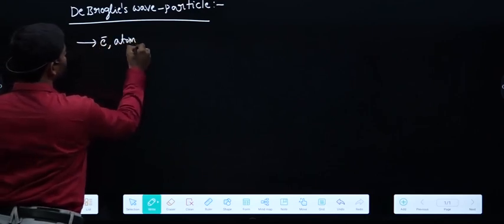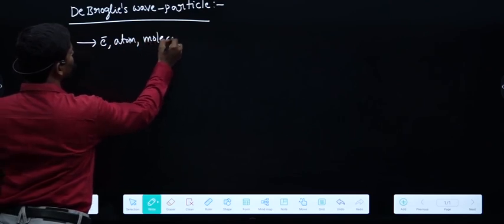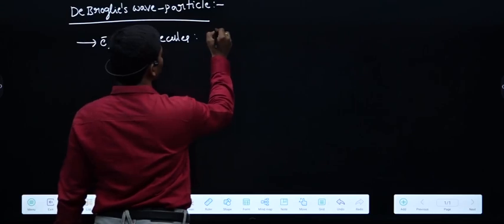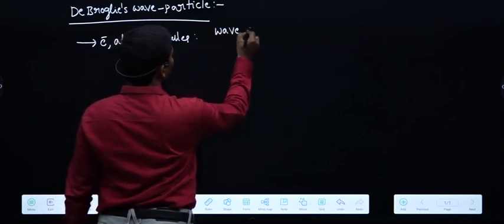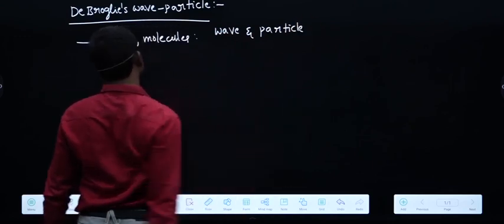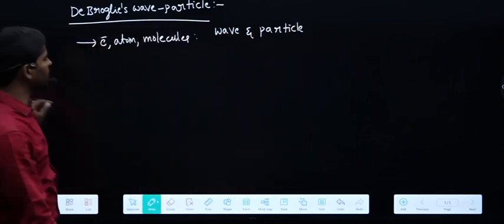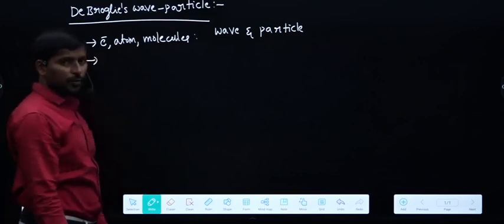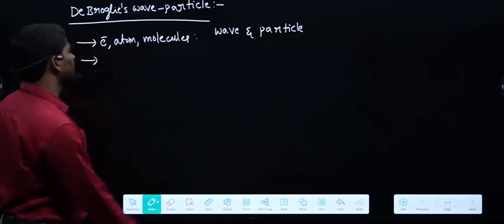Whenever microscopic particles are under motion, they possess both wave nature and particle nature. That means dual nature. Right, that is called de Broglie's wave particle duality.